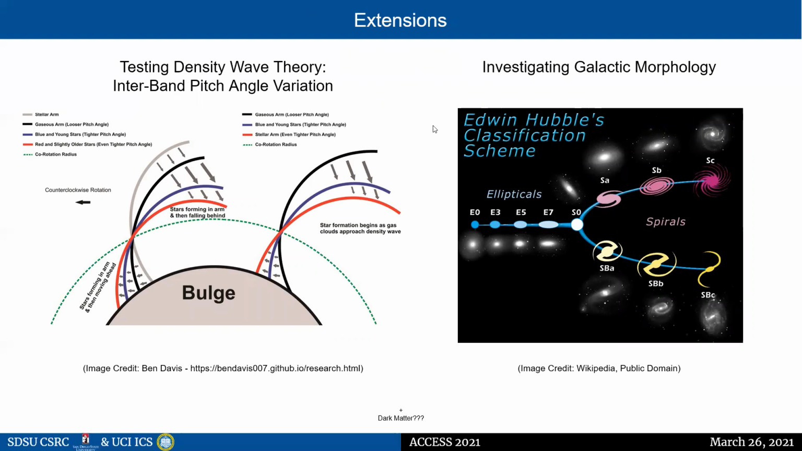Now, some extensions after we complete the catalog. We intend to use the pipeline and the catalog to examine the interband variation in pitch angles between arms, which is a unique consequence of density wave theory. Work has been done which supports the conclusion, but our automation pipeline will assist in validating this conclusion at much larger scales. We also intend to explore the relationship between parameters in our models and galactic features, which may convey information about their varied and unique morphology.